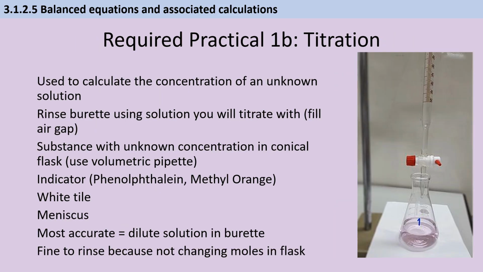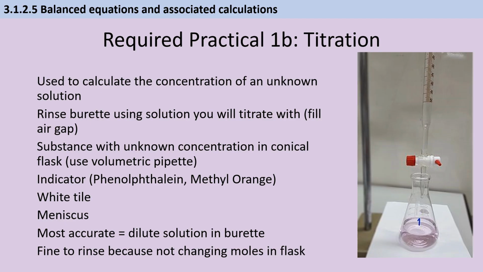Then in the second part, you're carrying out a titration in order to work out the concentration of an unknown substance, and that's what's going in your conical flask. Before you start, you rinse through your burette, but you can't do this with water because that would dilute the solution that you're then going to put in the burette. So instead, you rinse the burette with the solution that will eventually be going into it. If you're putting sodium hydroxide in your burette, you rinse it with sodium hydroxide, and this removes impurities and also allows you to fill up the jet space at the bottom.